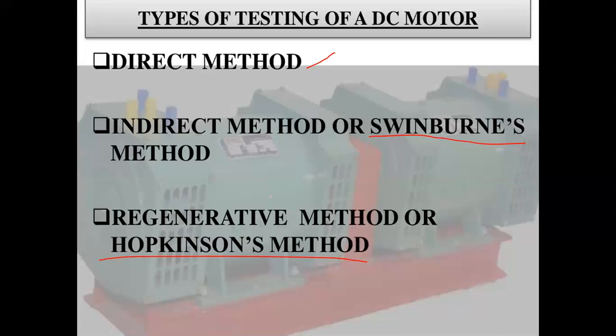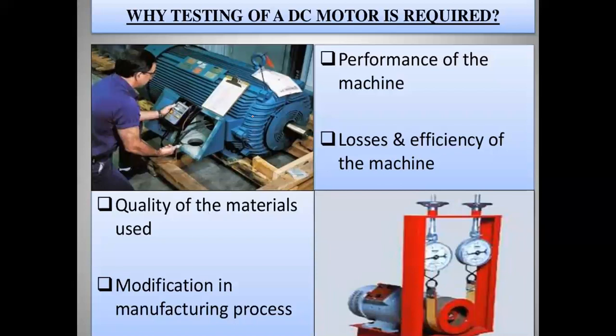Later I discussed why we are conducting tests on DC motors. The tests are conducted to know the performance, the losses, the efficiency, and also the quality of the materials and modifications, if any are required, during the manufacturing process. And you can see this figure, which is used to conduct a direct test. The direct test is also known as the brake test.